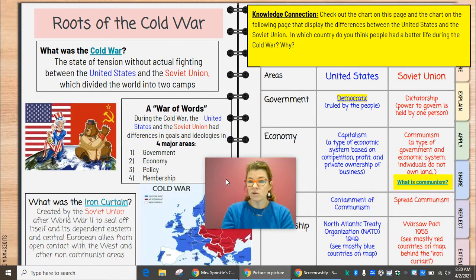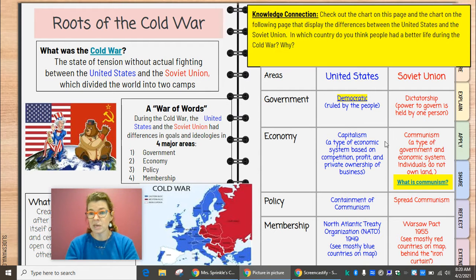In the Soviet Union, the economy is based on communism, which is a type of government and economic system where individuals do not own land. The government owns property.